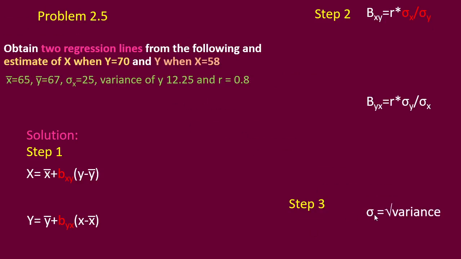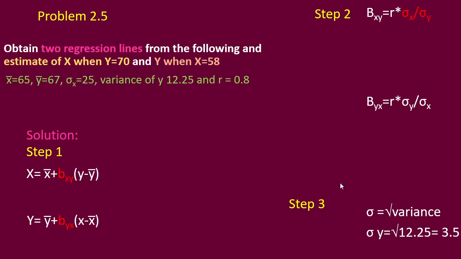So here standard deviation equals the square root of variance. We require the standard deviation of y because they have already given the standard deviation of x. So we require only the standard deviation of y, which equals the square root of variance 12.25. So the standard deviation of y is 3.5.